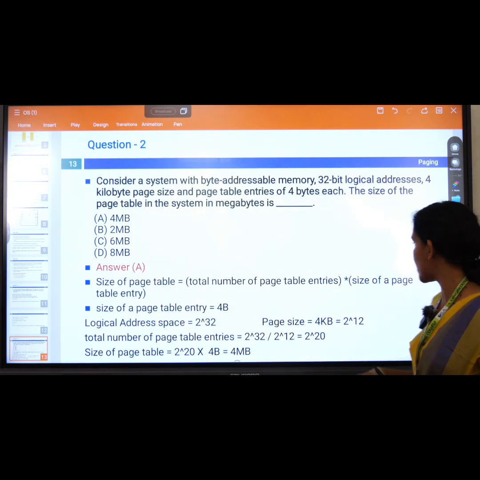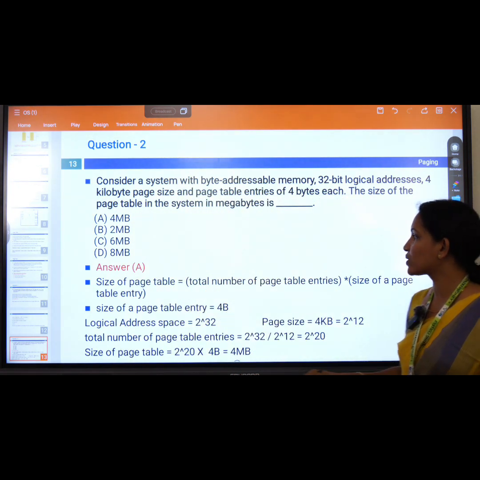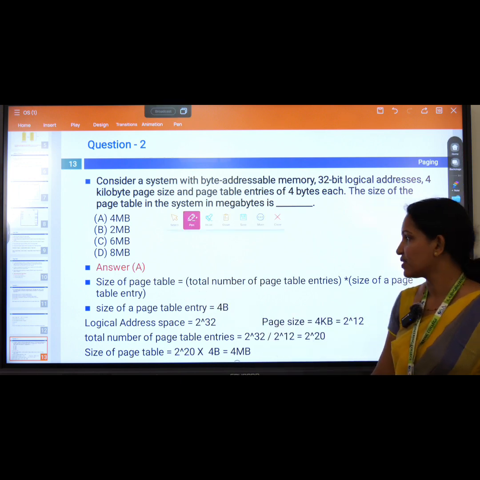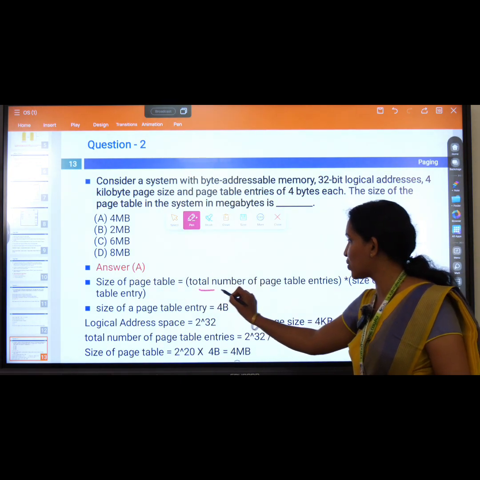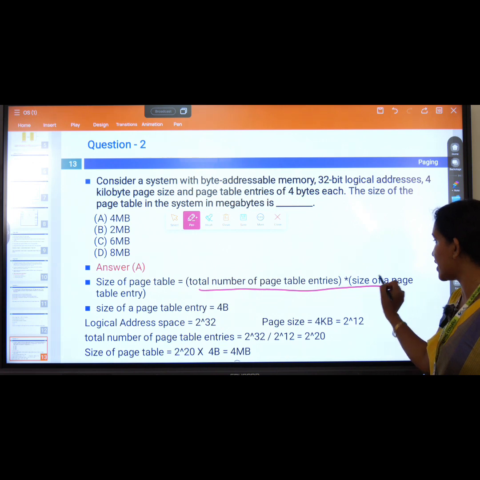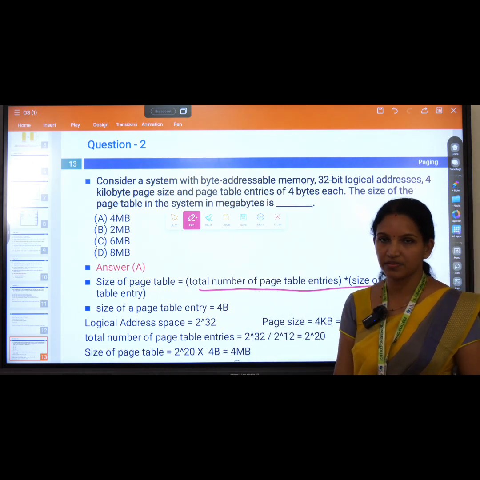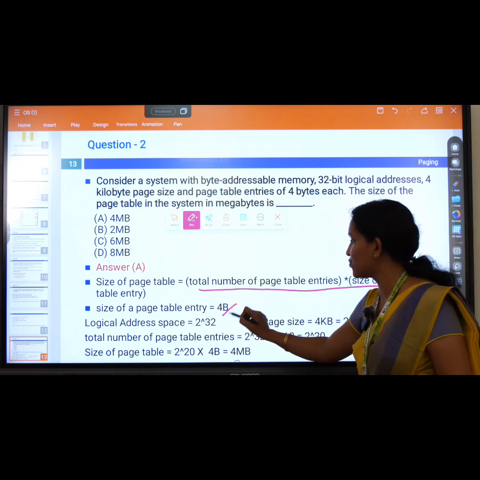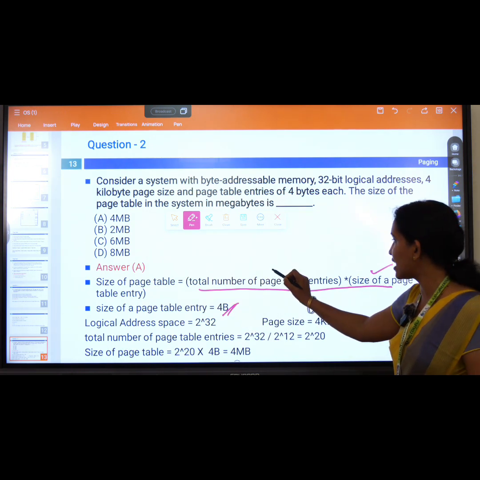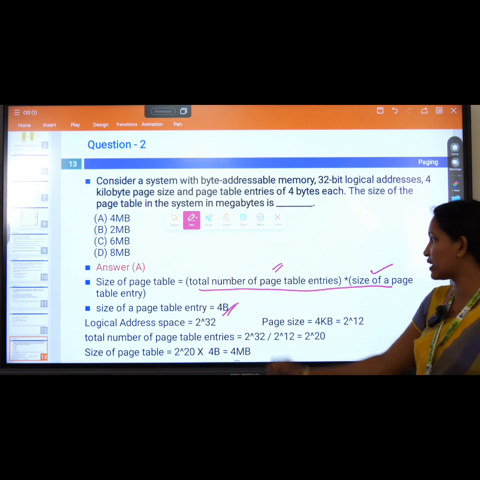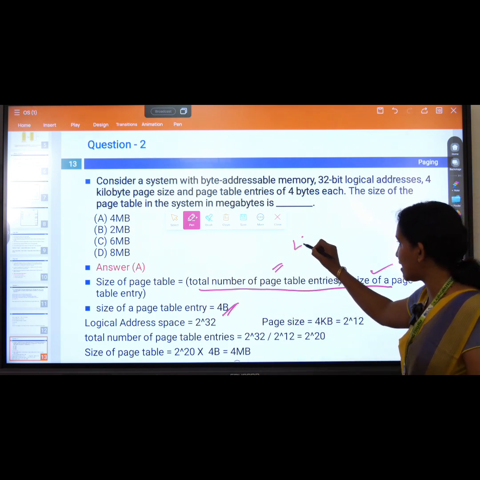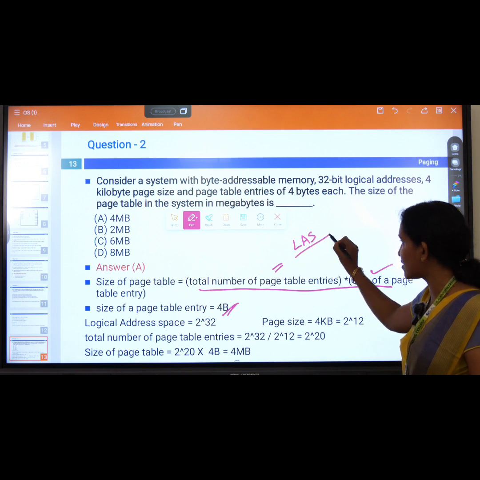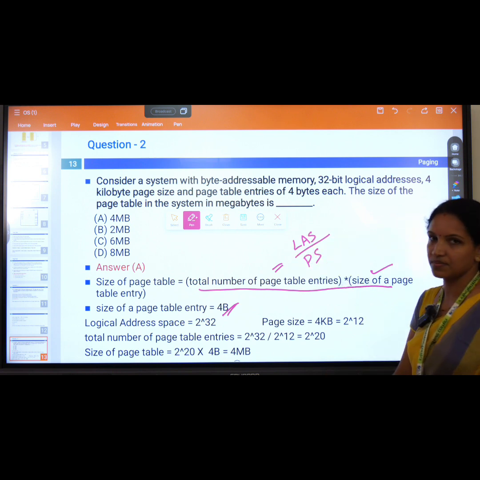So you already know the equation to find out the size of the page table. Size of the page table is equal to total number of page table entries into size of a page table entry. So here this value is given in the question itself, which is equal to 4 bytes. And we have to calculate the total number of page table entries, which is equal to the logical address space divided by the page size.